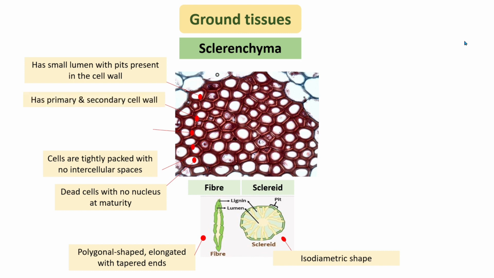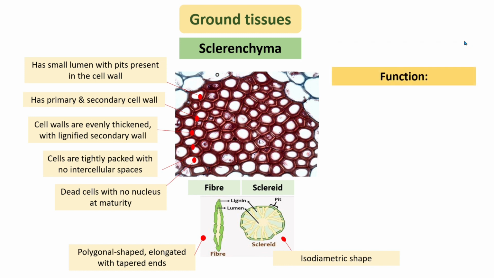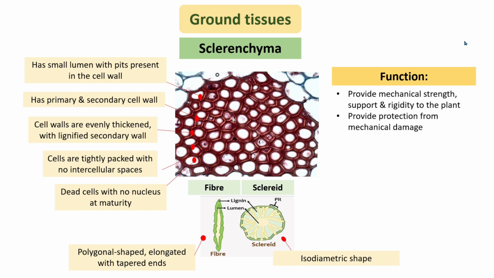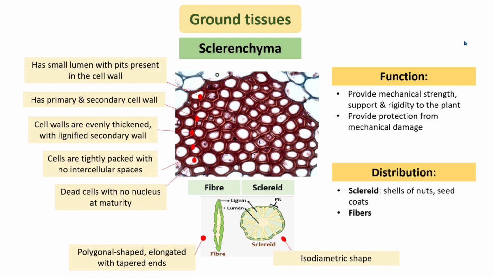It has primary and secondary cell walls. The cell walls are evenly thickened, with lignified secondary wall. Function of sclerenchyma is to provide mechanical strength, support and rigidity to the plant, and provide protection from mechanical damage. Distribution of sclerenchyma: sclereid is found in the shells of nuts and seed coats. Meanwhile, fibers are found in wood, inner bark and veins of flowering plants.